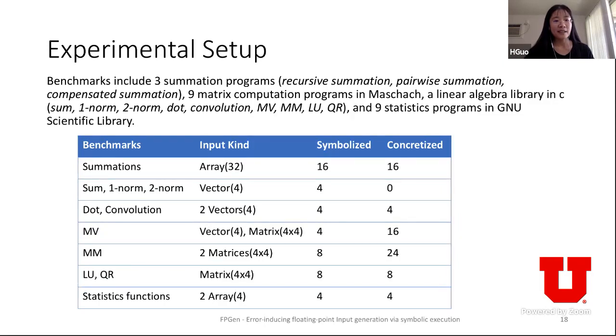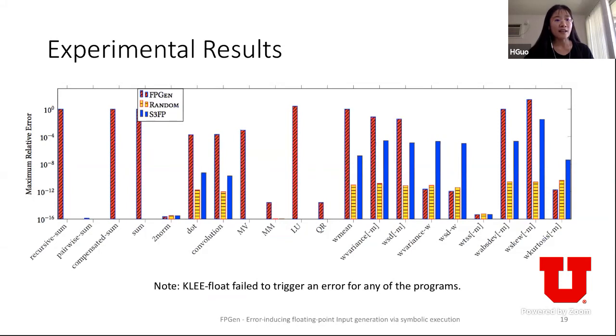Our benchmark includes 3 summation programs and 9 matrix computation programs in C, and 9 statistics programs in JS. As you can see, all these programs take multidimensional input data, such as arrays, vectors, and matrices. The third column and fourth column describe the number of symbolic variables and the number of concrete variables in the initial partition. Here are the results.